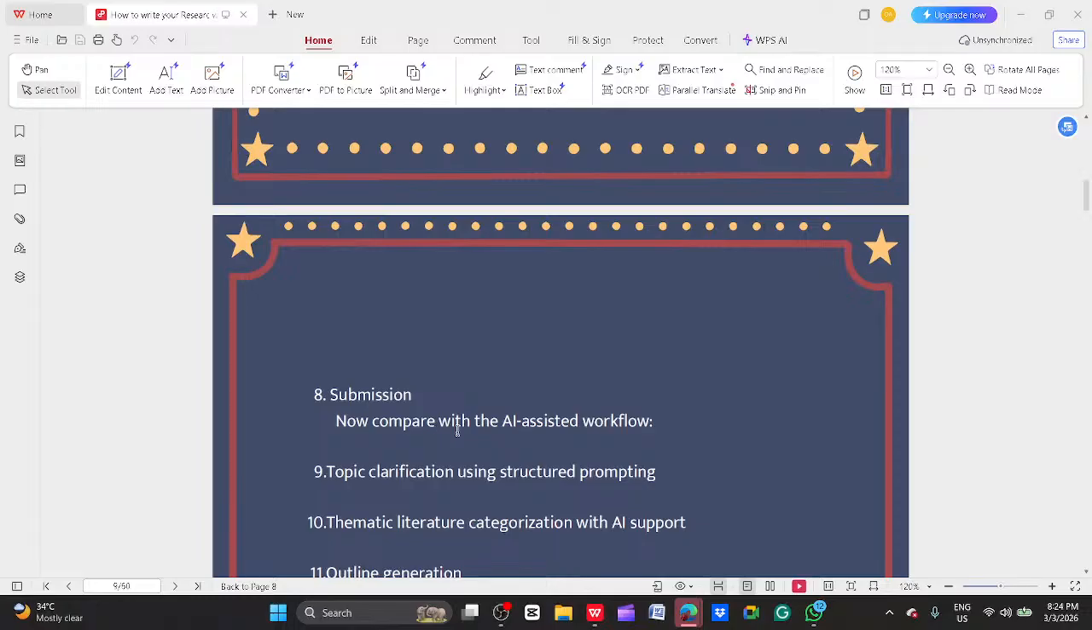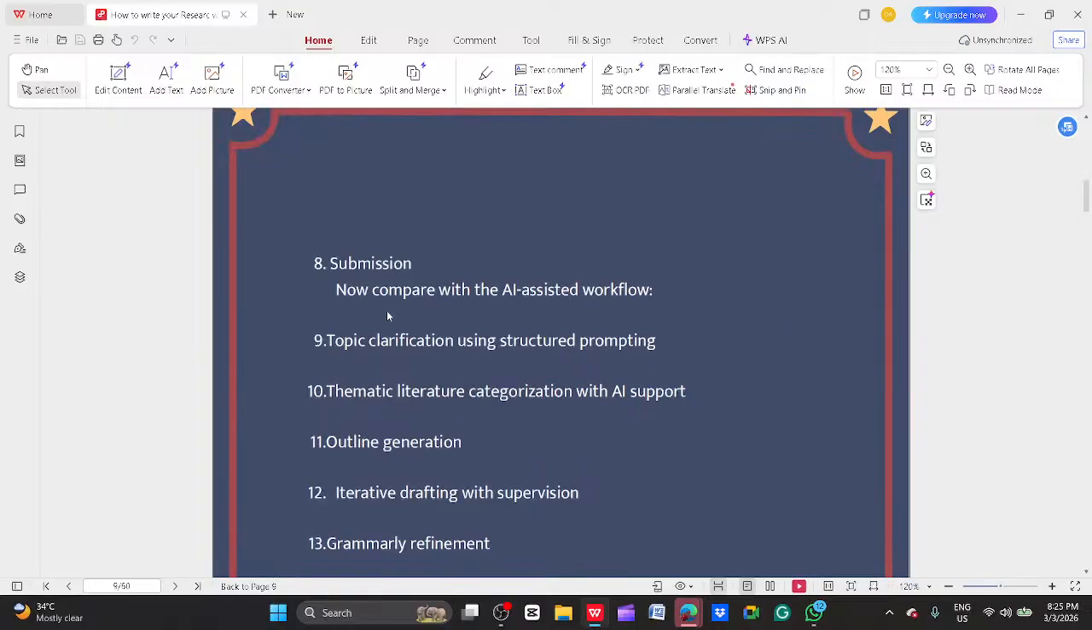So now let us compare it with the AI-assisted workflow. Do you know that if you are careful, if you know what you are doing, if you know how to give your AI good structured prompting, you can end the journey of topic clarification within a day? Like now, the assignment I gave you, you've already structured your literature review with the help of AI. So the next thing for you is to go and expand on the context that you have already gotten.